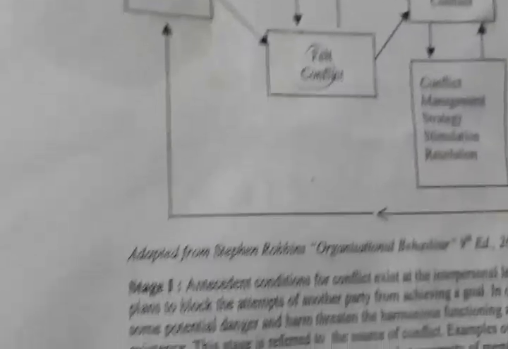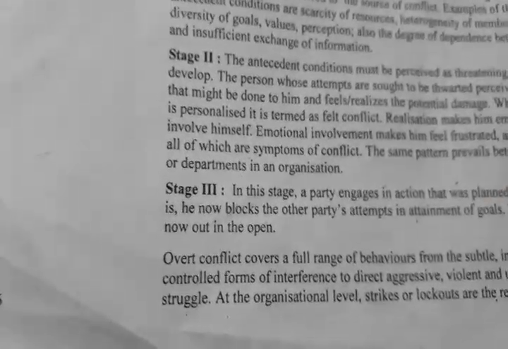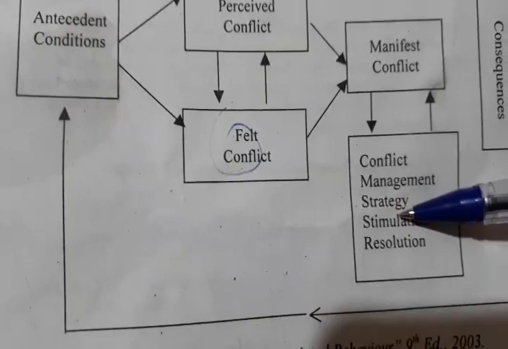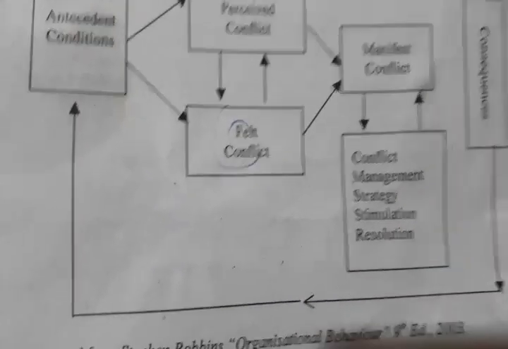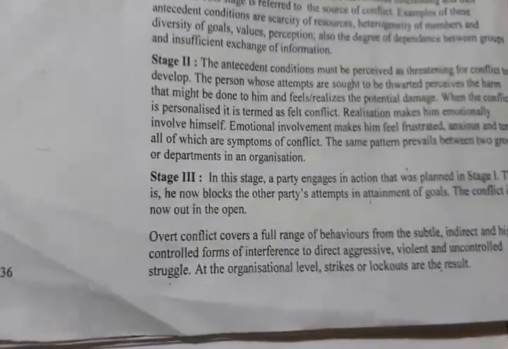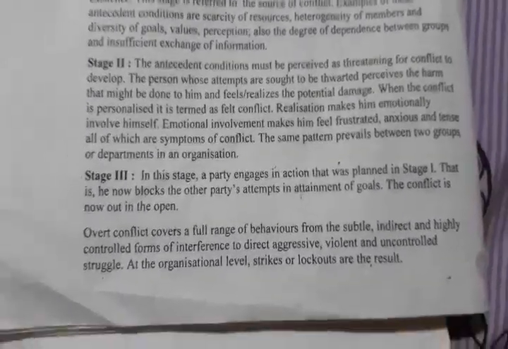Now let's go to the third section, that is the very easy section. And so we already know the third section is manifest conflict, which is conflict management strategy, stimulation plus solution. So इनकी एक explanation है ये. Felt conflict means in the stage the party engages that was planned in stage one. So we all know.